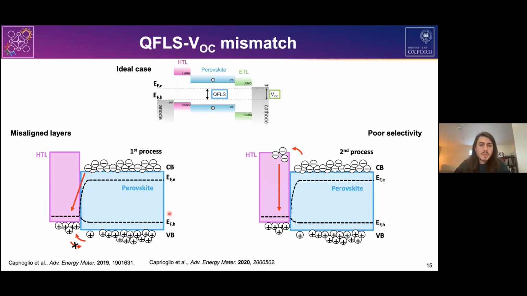And similarly, we can have a similar process, the effect is the same, but we can have it even if we have, for example, poor selectivity of the contacts. So this is a possibility that we can have in our devices.